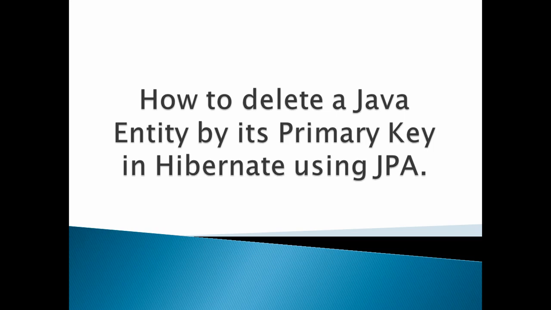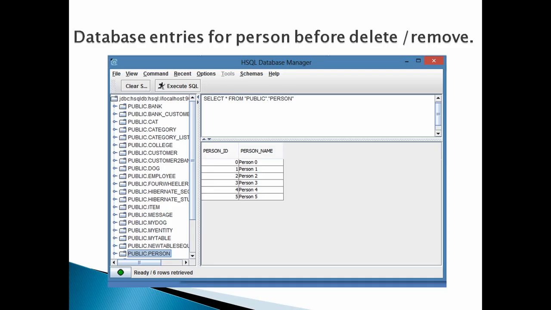Moving ahead. Let's create few entries in database table person before deleting person entity by remove method. Here, database has 6 entries for unique person ID from 0 to 5. Let's suppose we want to delete person record for the person ID 2. In order to do that, let's discuss the Java code which result in deletion of person record with person ID as 2.